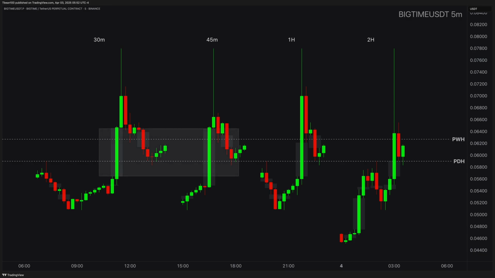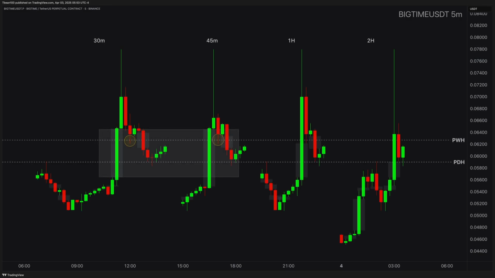First of all, let me check out the previous week's high zone and the price level, which also collides with 30 and 45-minute imbalances at the same time. This is the location of our first trade idea.